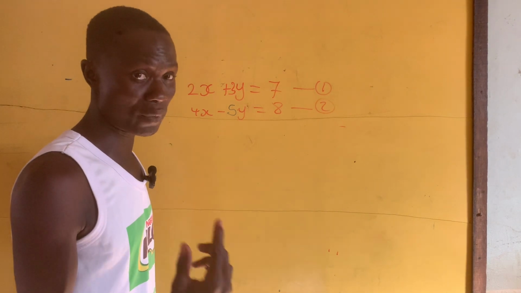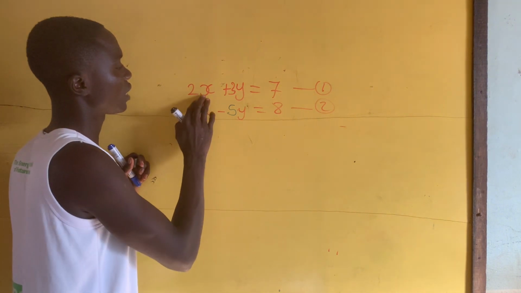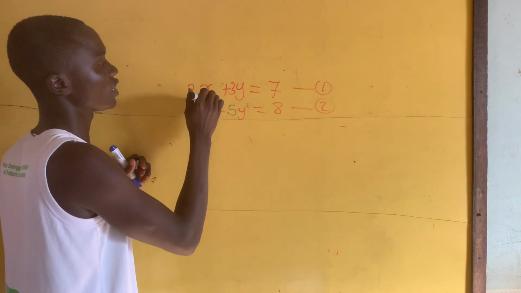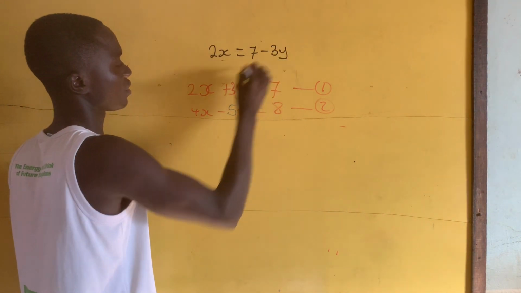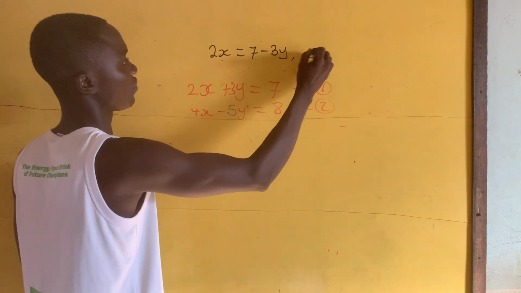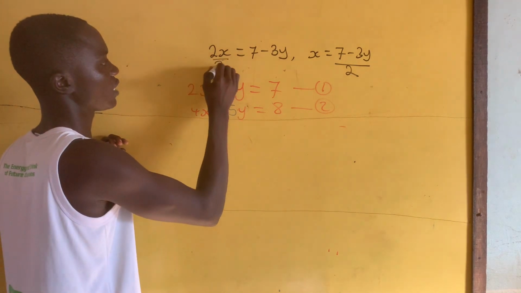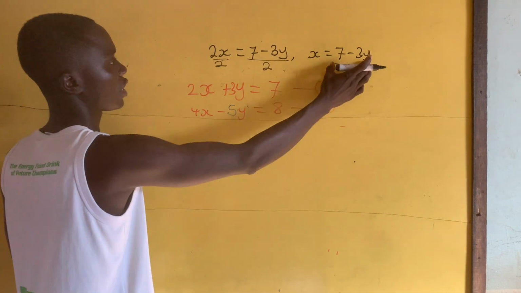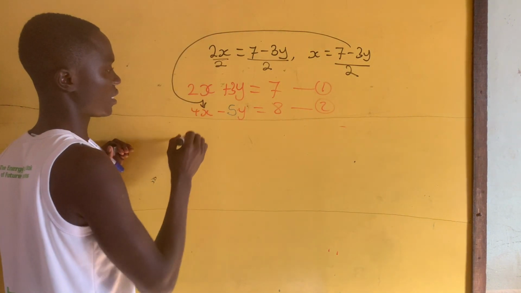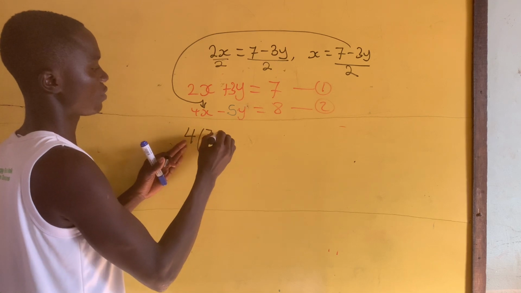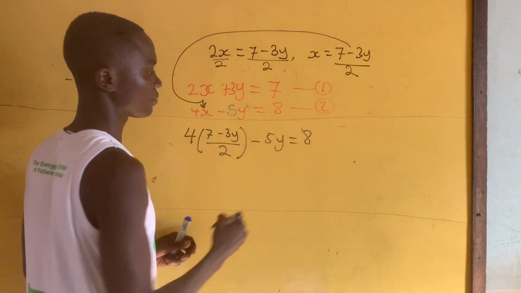I want it to look a bit complex so that it will improve our understanding. So here, what should I do? I'll take this and make x the subject. So from equation 1, 2x equals 7 minus 3y. And from here, we have x equals (7 minus 3y) all divided by 2. That is, if we divide here by 2 and divide here by 2. So we're going to put this here. So we have 4 times (7 minus 3y) divided by 2 minus 5y equals 8.